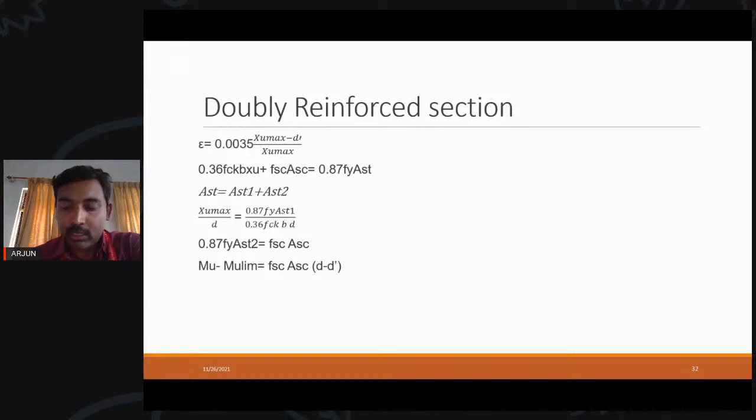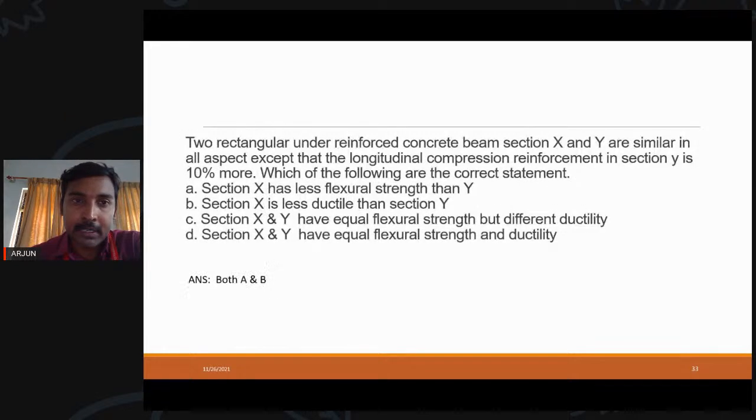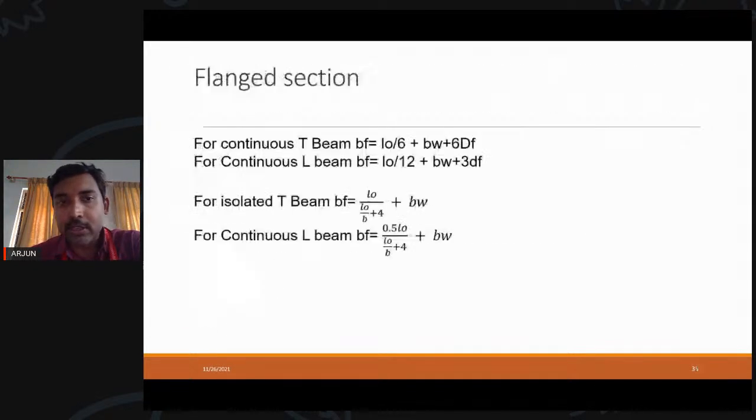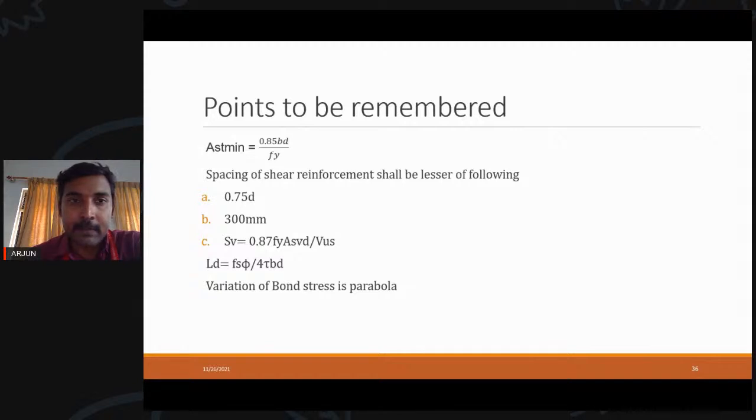Basically, in numerical problems, you have to remember the equations for the depth of neutral axis in case of singly and doubly reinforced section, and also the moment of resistance formula in case of singly and doubly reinforced sections. We solved several problems related to these, and also discussed a few parameters that have to be remembered, which can be asked for 1 mark questions.